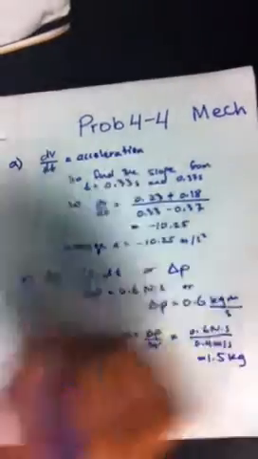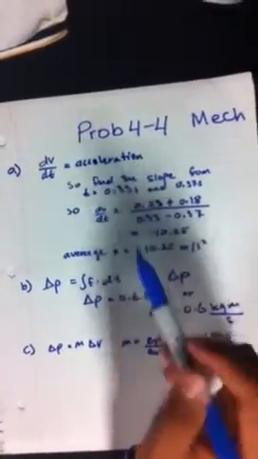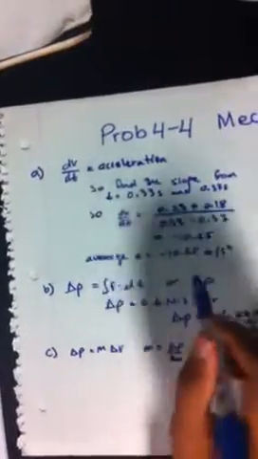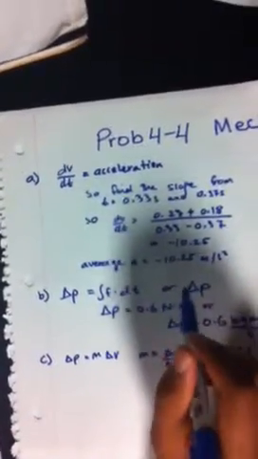So this is just from the best fit line of the graph. My numbers might be different from yours. It doesn't really matter since this is a lab question. And so I used the slope formula and got a negative acceleration of negative 10.25 meters per second squared.